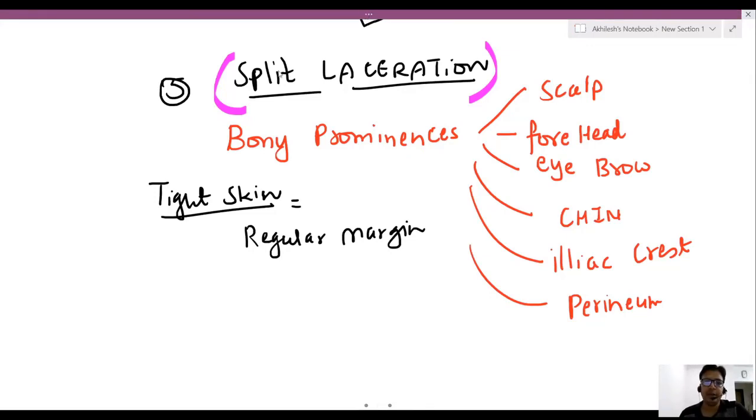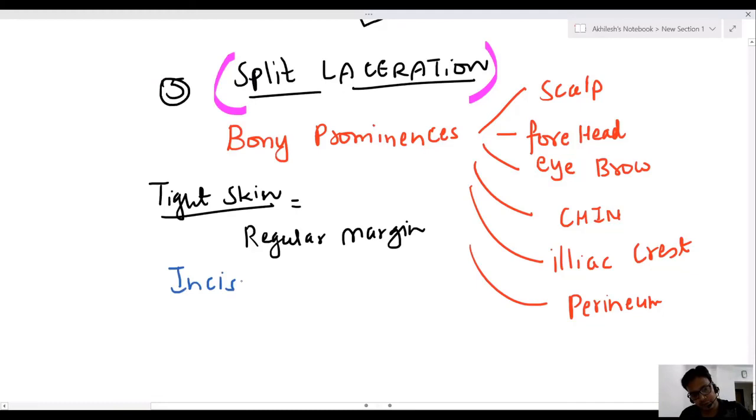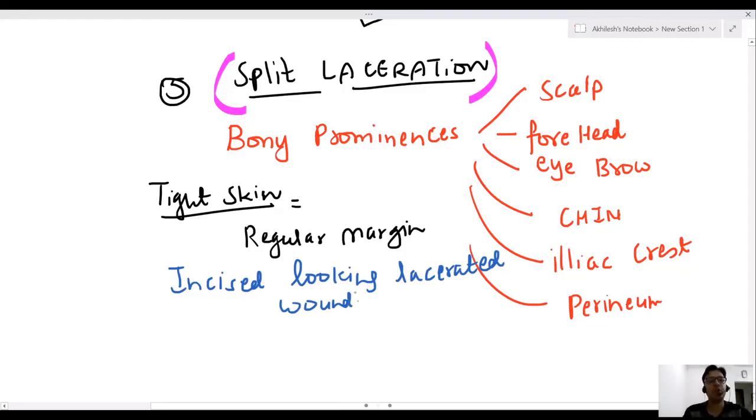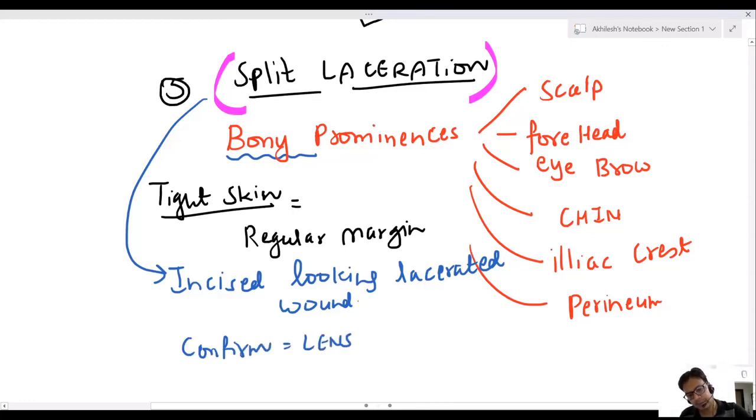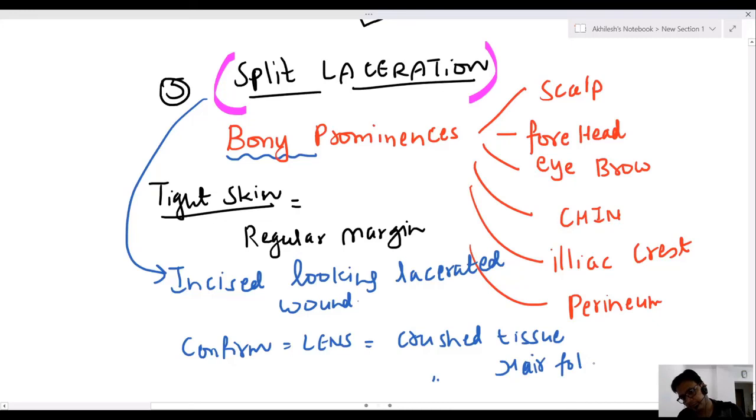And doctor, I have already told you, regular clean cut margins are seen in incised wound. So these are known as incised looking lacerated wound, because of regular margin, because skin is minimum, because these are seen on bony prominence. So heavy blunt force on bony prominences, this is split laceration. It looks like incised wound. But as I told you, how would you confirm? By lens. Because it is by blunt force, you will find crushed tissue and crushed hair follicle.